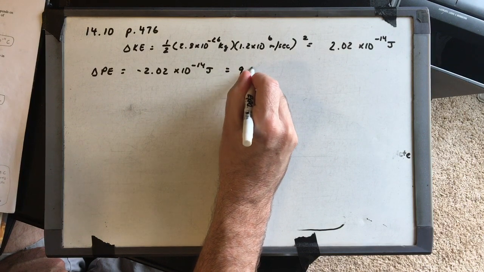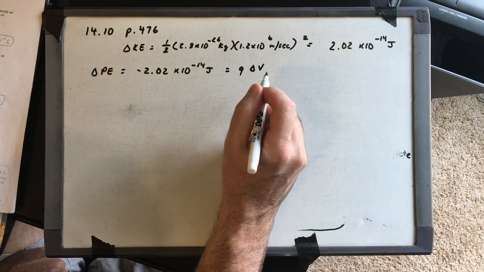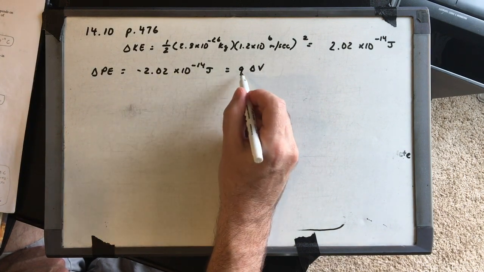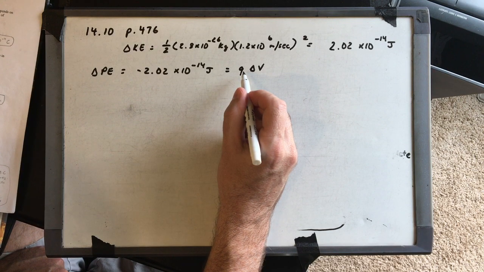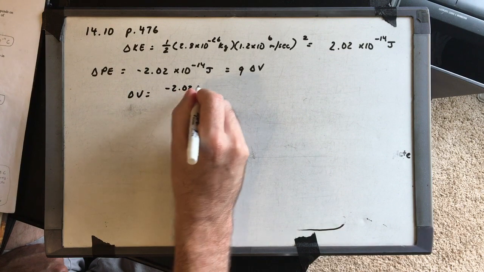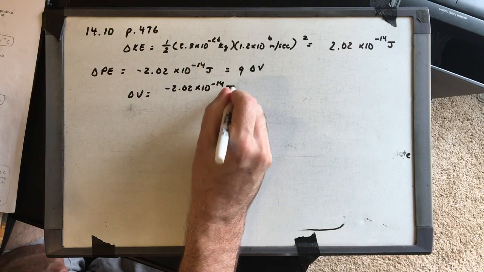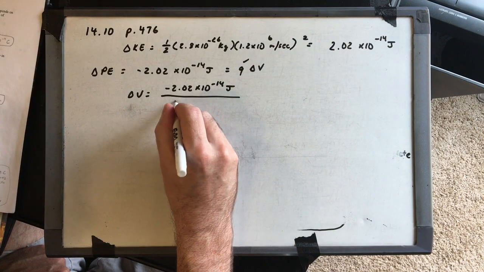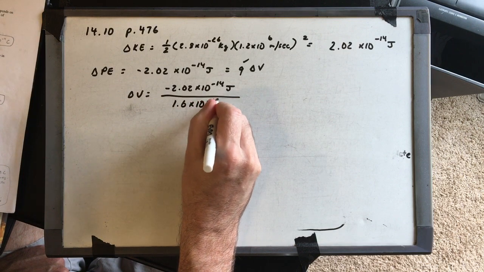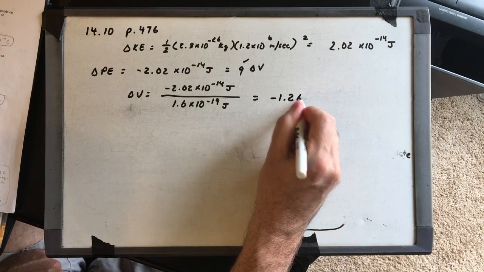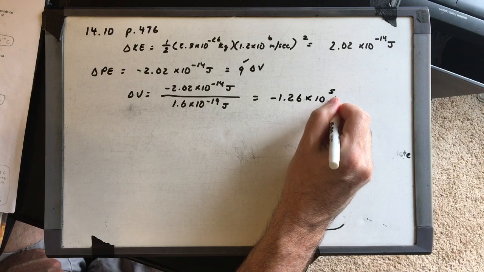All right. So we're going to need to get delta V. We can solve for delta V by dividing that energy by the charge on the ammonium ion. Okay, so change in voltage is minus 2.02 times 10 to the minus 14 joules divided by Q. If you'll look in the text of the problem, that's 1.6 times 10 to the minus 19 coulombs. So you get a change in voltage of negative 1.26 times 10 to the 5th volts.